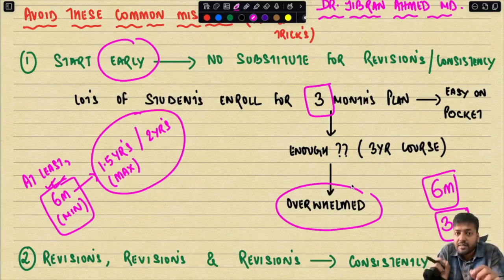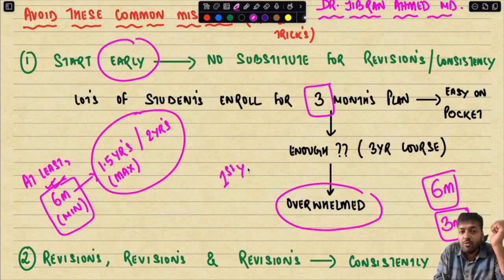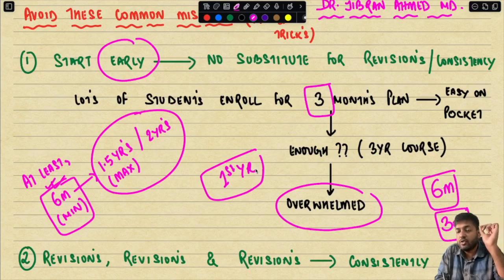Please remember this fact: 3 months is not enough to complete a 3-year course. At least you need 1.5 to 2 years of time to diligently read and understand. And I have said this before as well, first year is the only year where you get the maximum time to read. So those of you in the first year or who have just gone into the second year, please take this with a big caution.